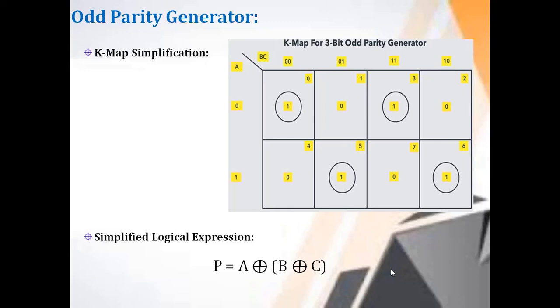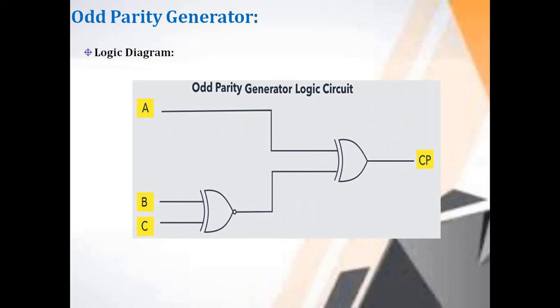So this is the K-map, Karnaugh map simplification of the 3-bit odd parity generator. From this Karnaugh map, we can get the logical expression P equals A XOR B XOR C. From this logical expression, we easily get the logic diagram of the odd parity generator. So this is the odd parity generator logic circuit.